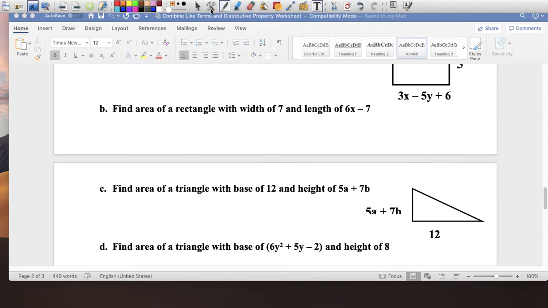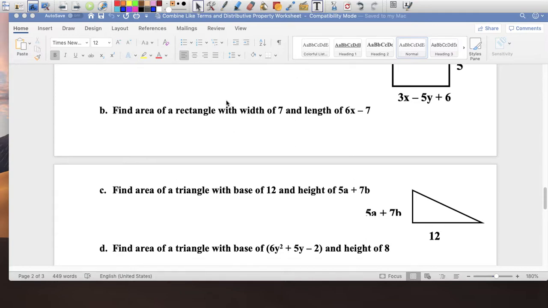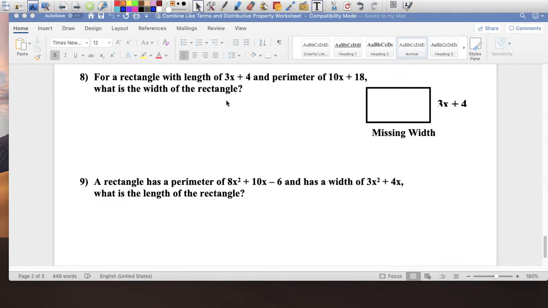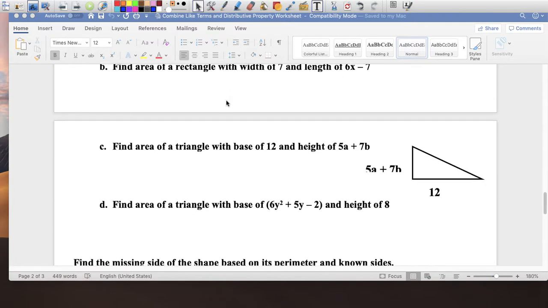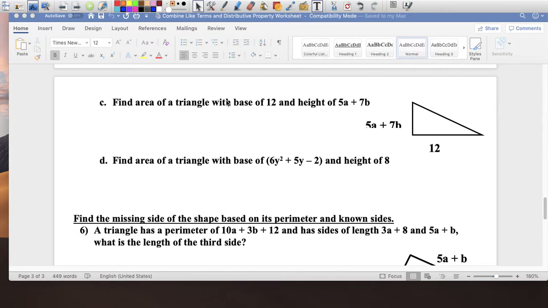Triangle. Find the area of the triangle. So the triangle is base times height divided by 2. Base times height divided by 2. So here's my 12 times the height, which is 5a plus 7b. All that divided by 2. So that's the area of a triangle. That's how you would write it, right?